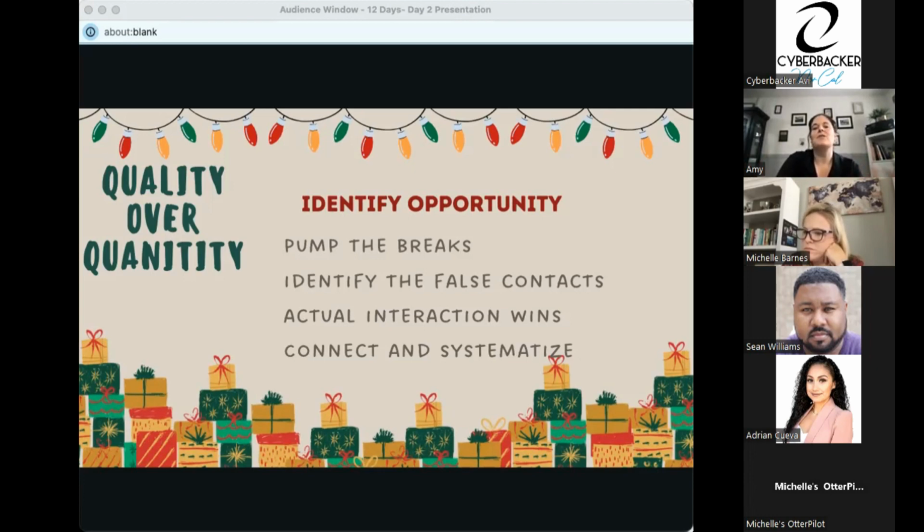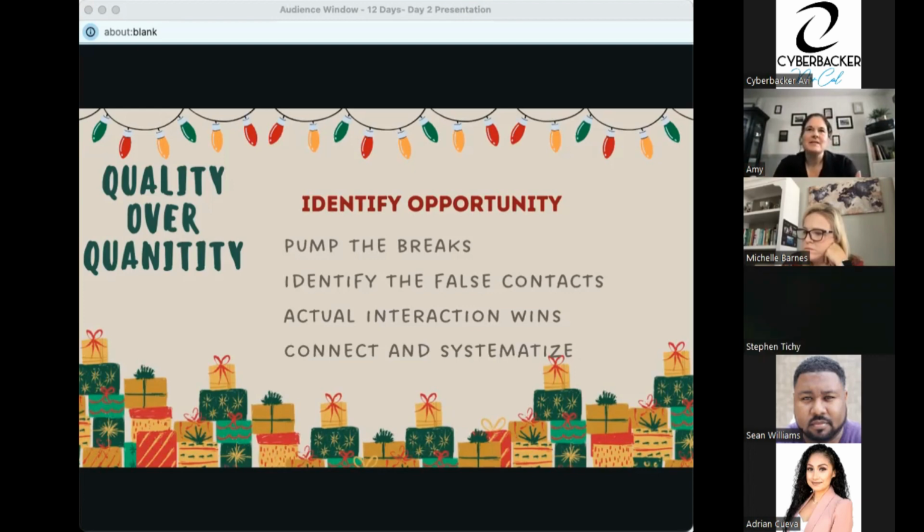Okay, that's where the quality over quantity comes into play, as it doesn't matter how many people are in your database if you're not connecting with them. So once you're consistent in your follow-up plan, then you can earn the right to add back in those paid leads to your lead generation plan.